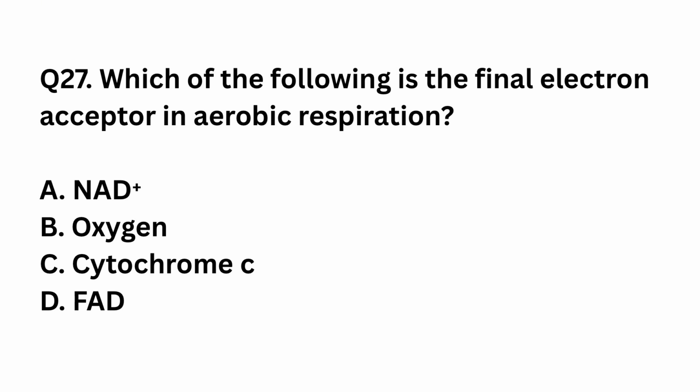Question number 27. Which of the following is the final electron acceptor in aerobic respiration? NAD+, oxygen, cytochrome C, FAD. The right answer is option B. Oxygen accepts electrons at the end of electron transport chain. It combines with protons to form water.